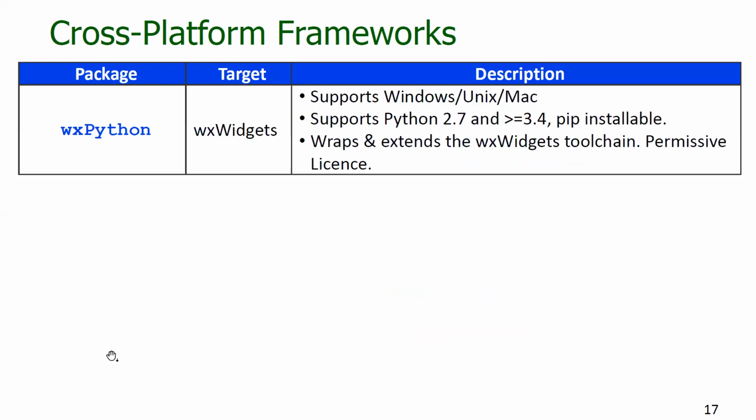The next one is wxPython, suitable for wxWidgets, which supports Windows, Unix, Mac OS, supports Python 2.7 and 3.4 or greater, is pip installable, and wraps and extends the wxWidgets toolchain. It has a permissive license. That is wxPython. These are our cross-platform frameworks.